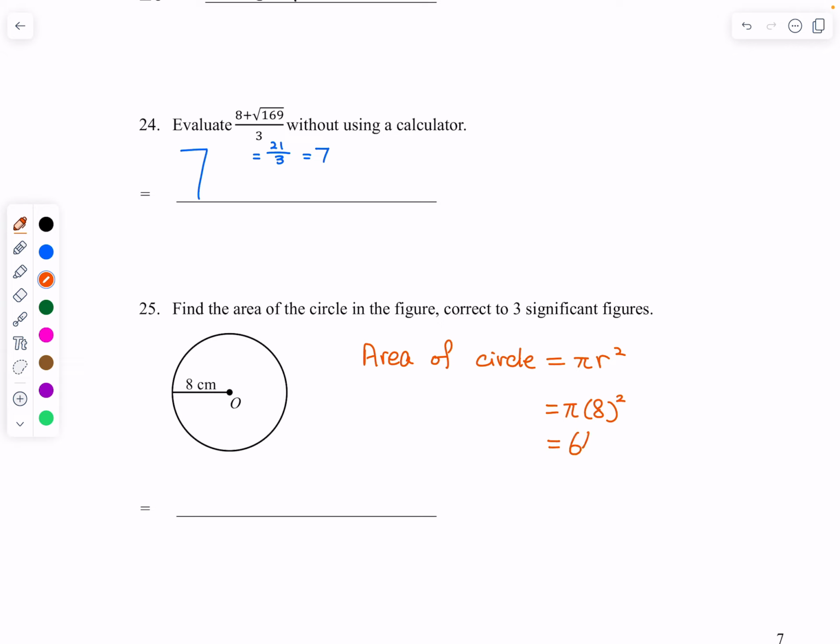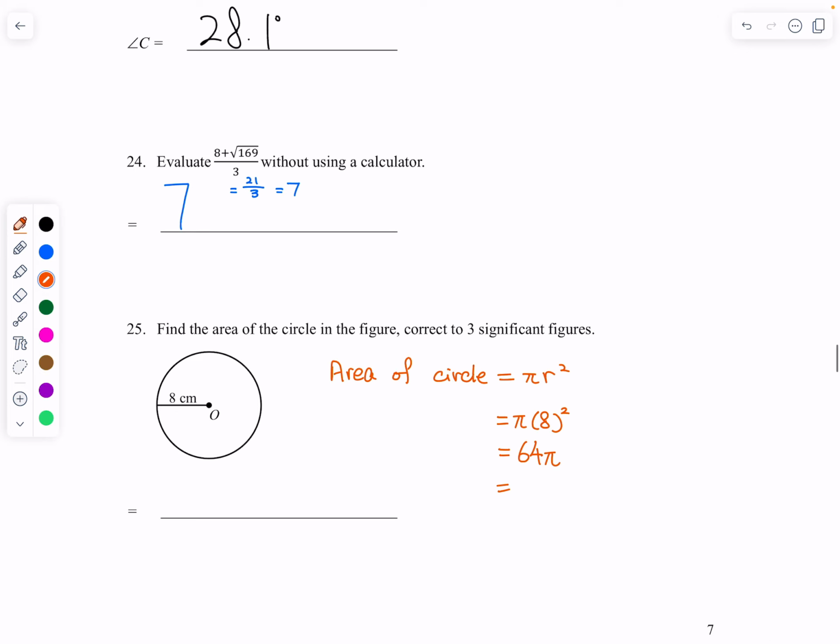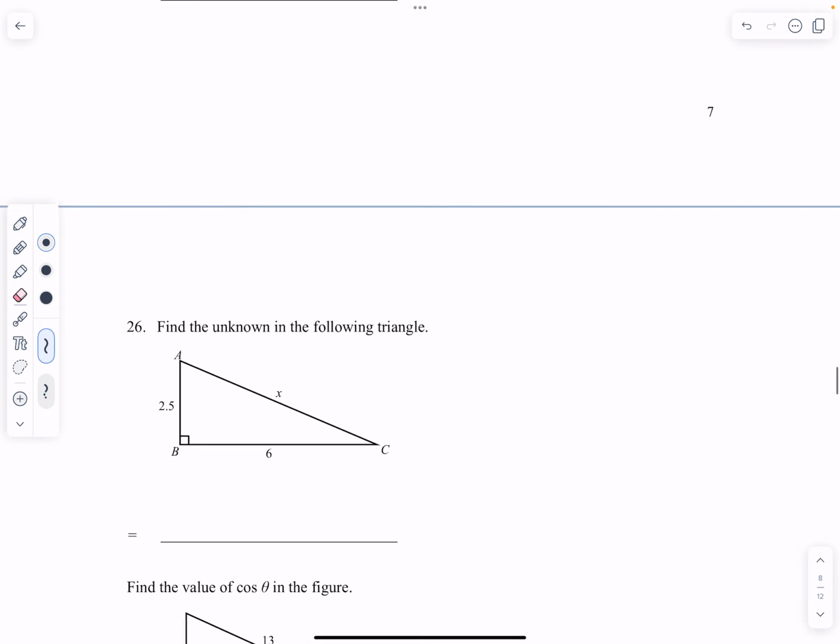So 64 pi. But remember, we need to click 3 sig fig. So 3 sig fig means you need to click the pi. So it will be 201. 201 cm square. Don't forget the unit cm square. Square जब भी होता है मतलब एरिया ढूंढ रहे हैं. Cool. Next.